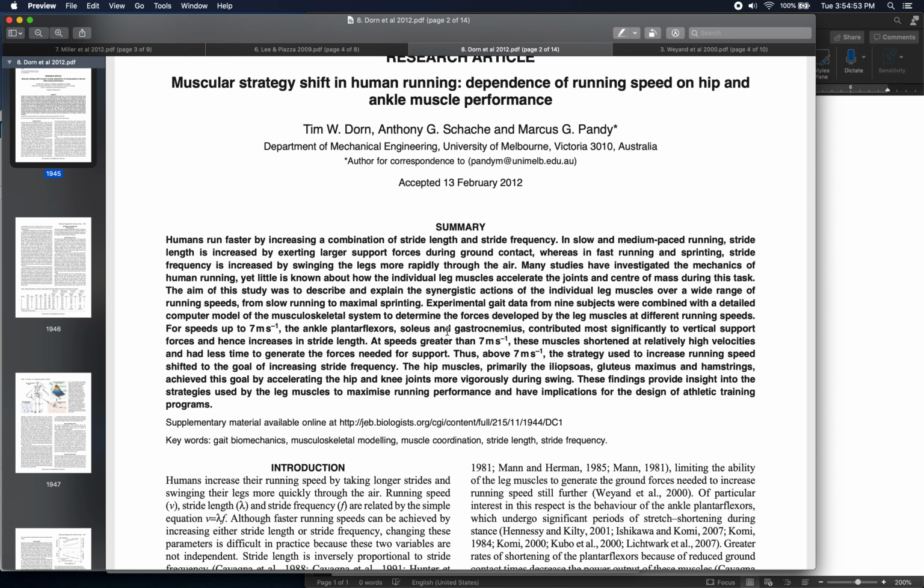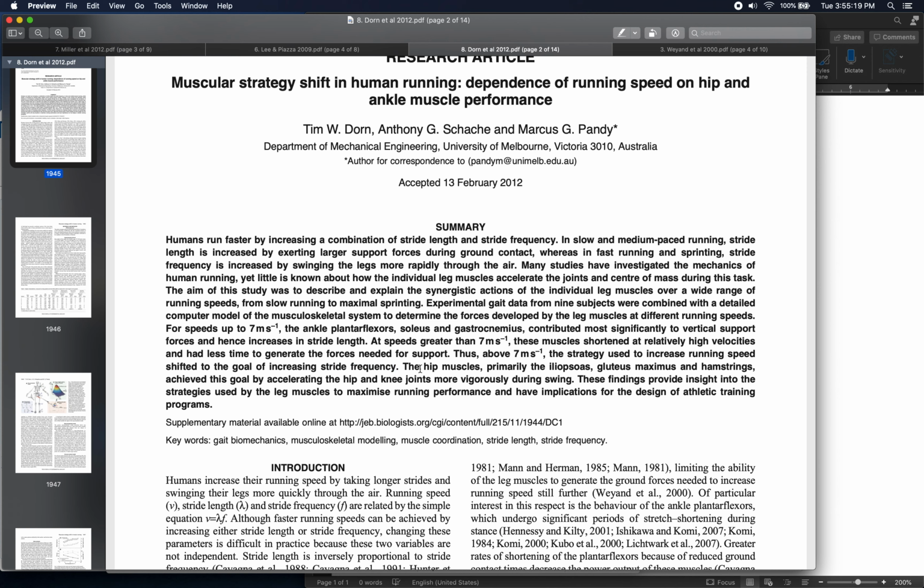Okay? I can no longer ask more of my plantar flexors. They were what let me increase my stride length by generating sufficient vertical support forces, and I can no longer do that. So I have to maintain my stride length and shift my strategy to further increasing my speed above 7 meters per second by increasing my stride frequency. Okay, so cycling the legs faster and faster.